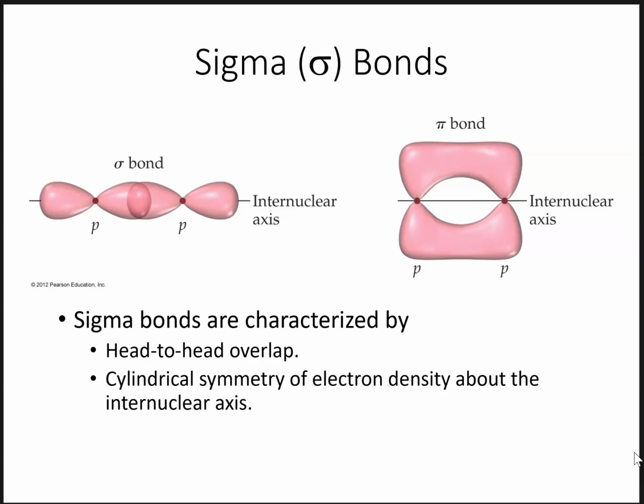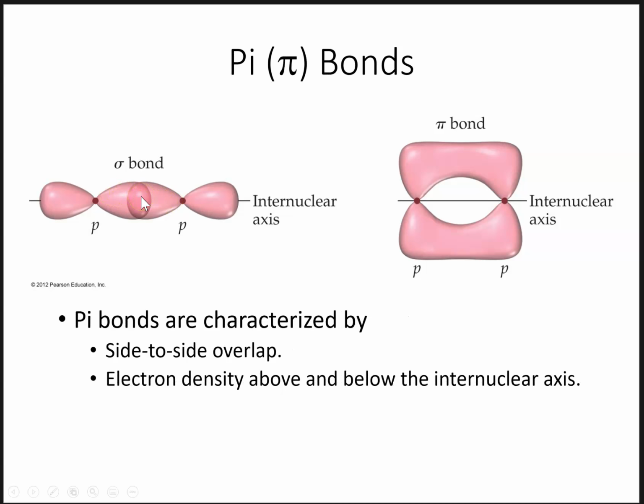Sigma bonds are the direct overlap of either two s orbitals, or two p orbitals, or an s and p orbital. What they all have in common, though, is that the region in which they overlap falls directly between the two nuclei, and so it has the best overlap, it has the best interaction, it is the stronger of the two types of bonds.